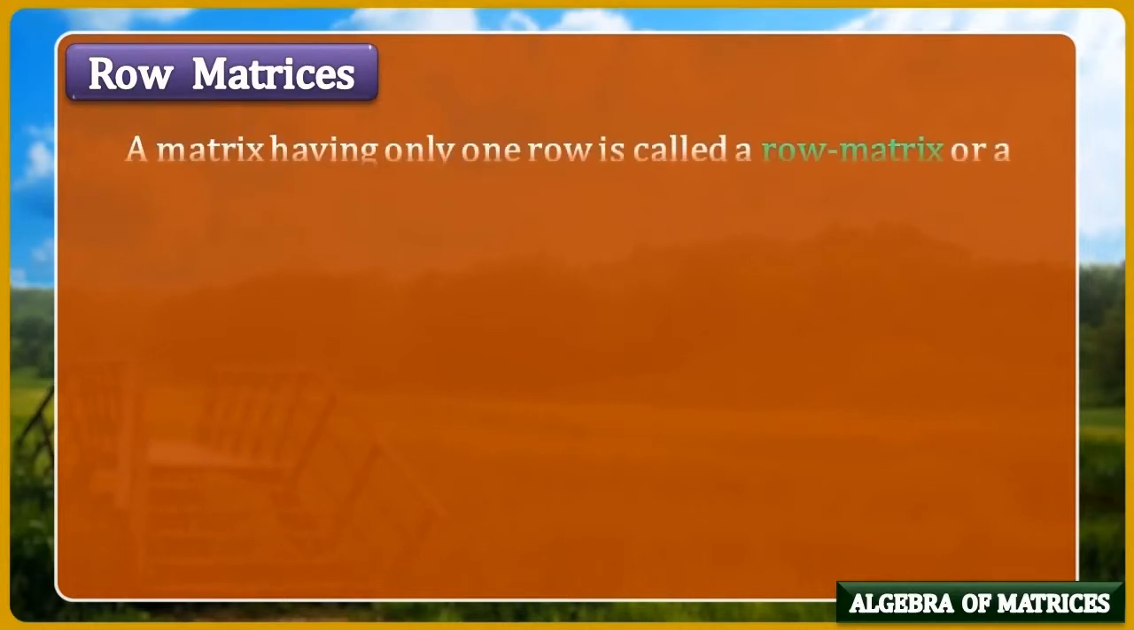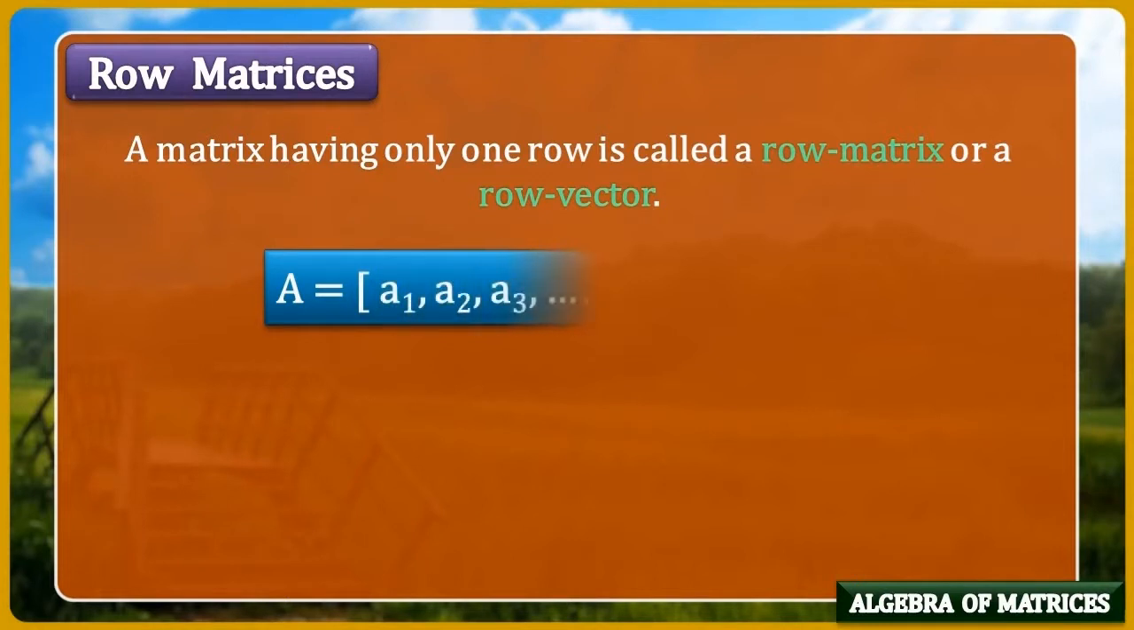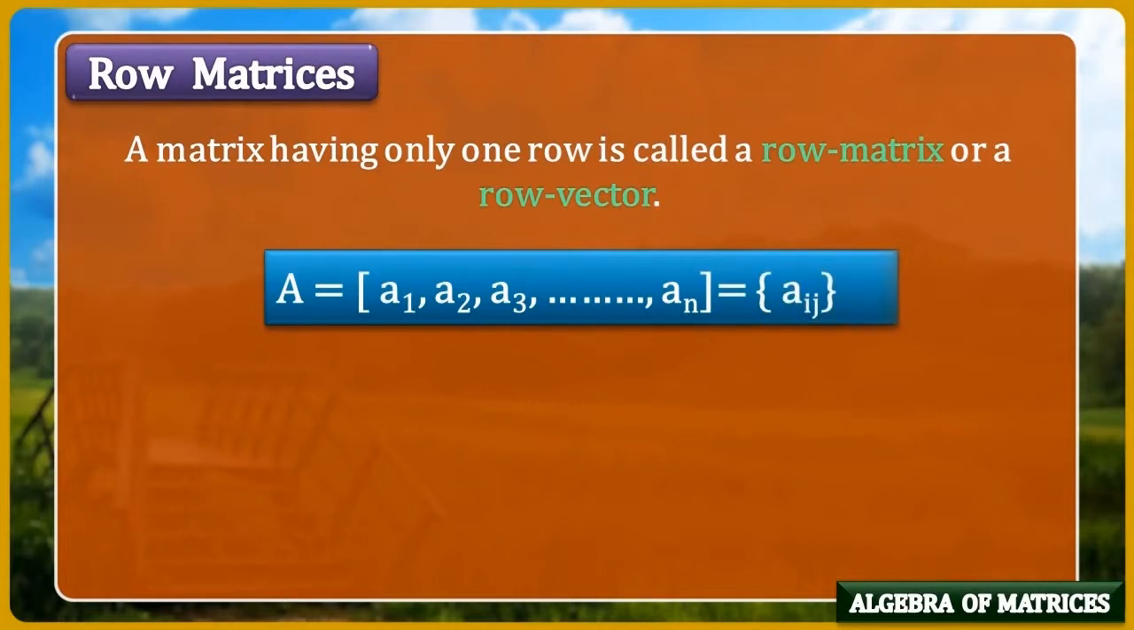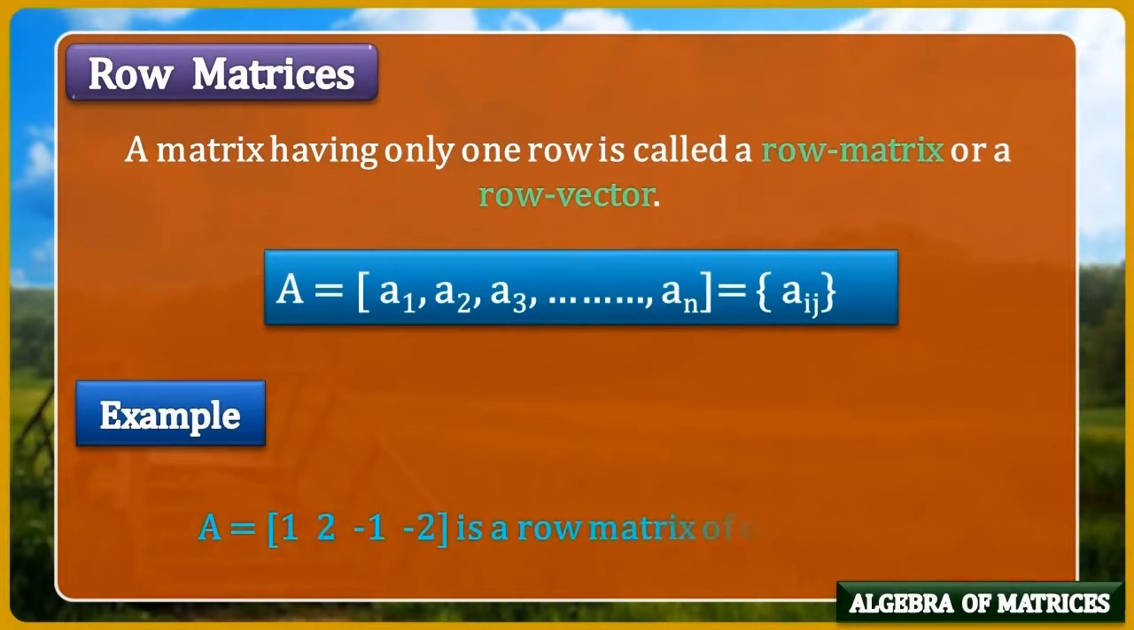Now we study the types of matrix. First is the row matrix. A matrix having only one row is called a row matrix or a row vector, and it is denoted as A is equal to matrix A1, A2 up to An, which is equal to Aij. For example, this is a row matrix of order 1 by 4.